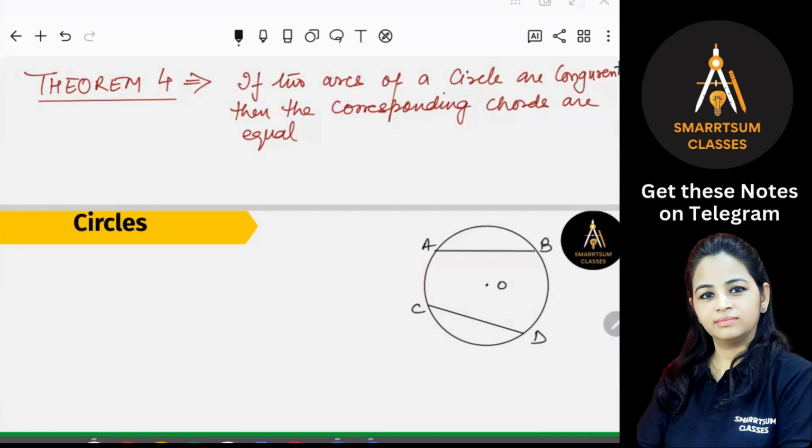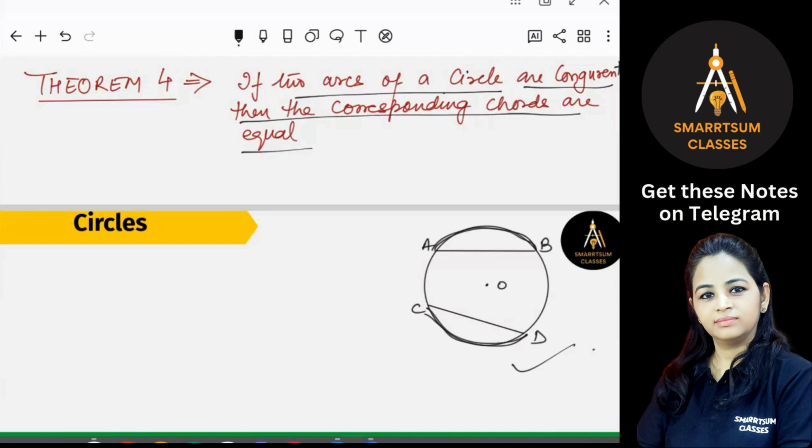Now look at the next theorem, theorem 4. It says that if two arcs of a circle are congruent, then the corresponding chords are equal. What does it mean? Suppose we have a circle, as you can see here in this figure, with two arcs: arc AB from here to here and arc CD from here to here. If these two arcs of the circle are congruent, meaning they are equal in length, the corresponding chords are equal.